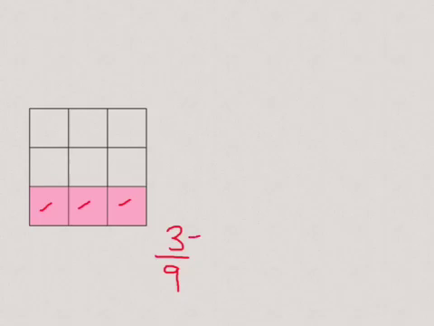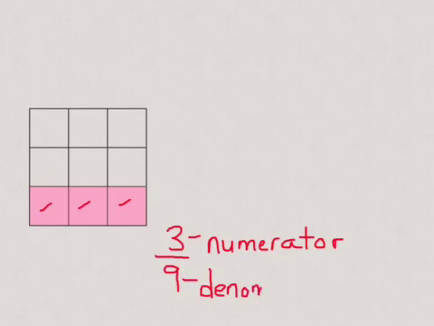So 3 is known as the numerator. Yes, numerator. While 9 over here refers to the denominator. Yes, denominator.